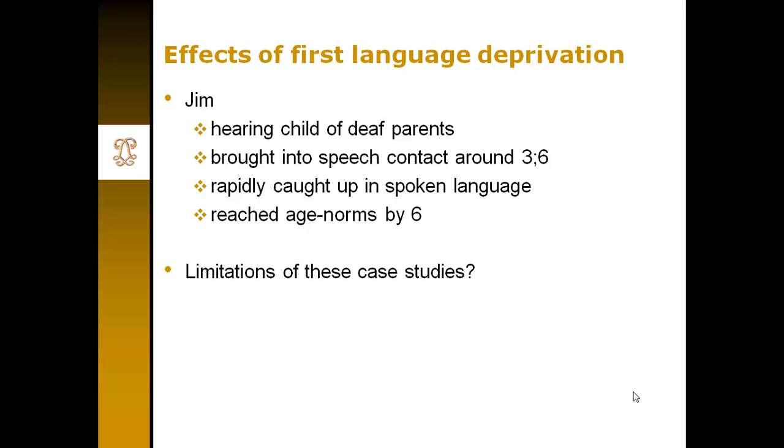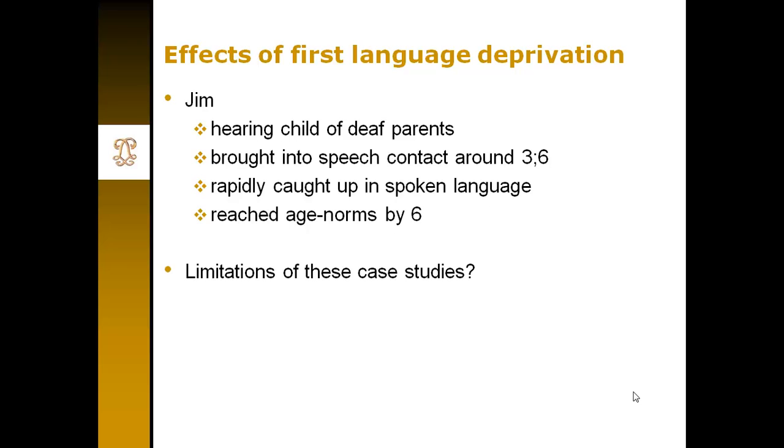Another interesting example is Jim. Jim was a hearing child who was born of deaf parents. So Jim is getting normal, loving interaction from his parents, but they're deaf and they cannot provide him with vocal language even though he himself is hearing. Jim lived in an isolated rural area, and he wasn't really brought into speech contact with other hearing children until he was about 3.5 years old, 3 years, 6 months.